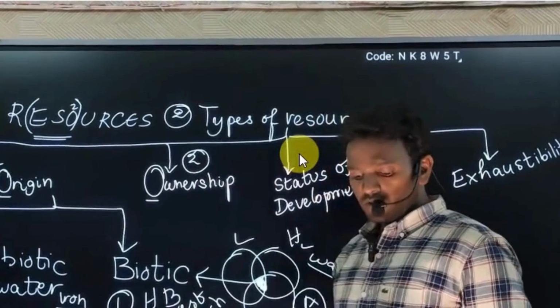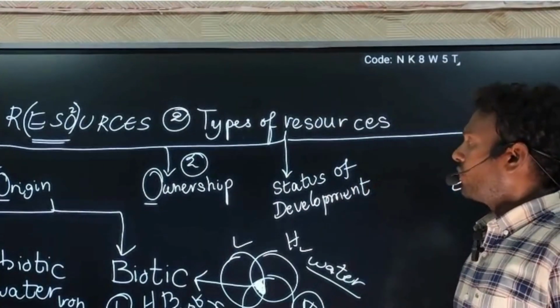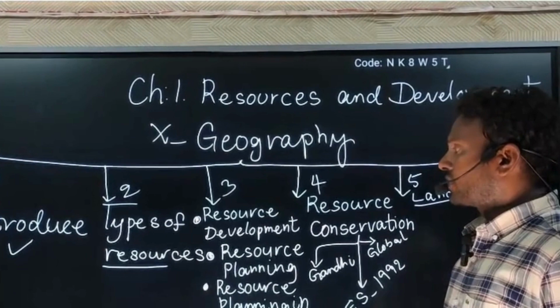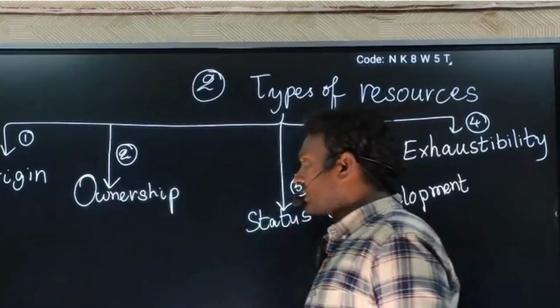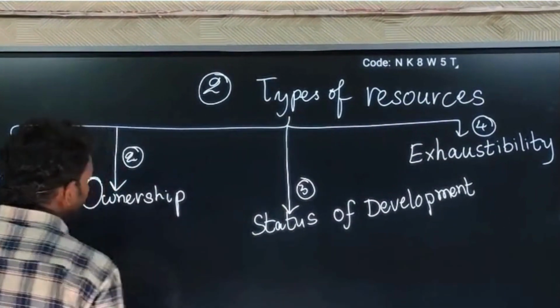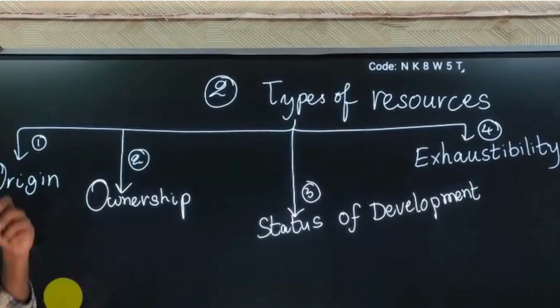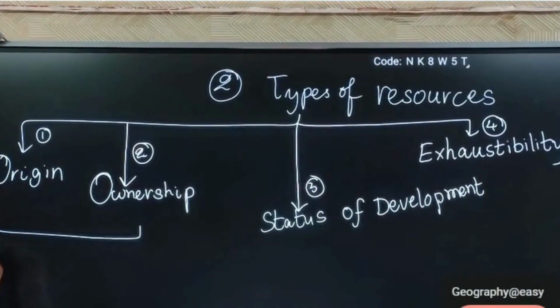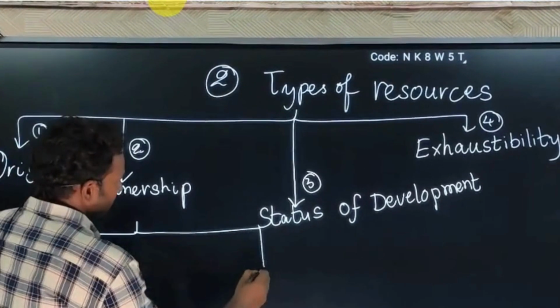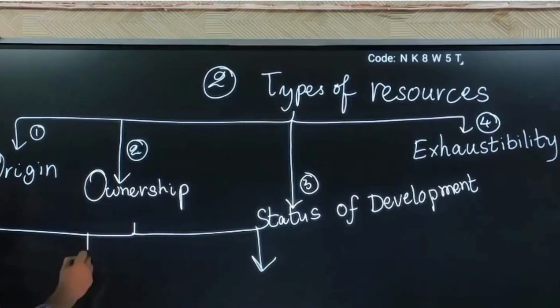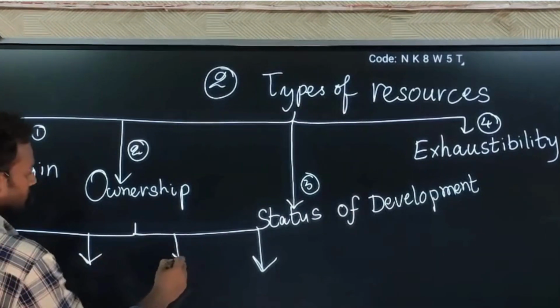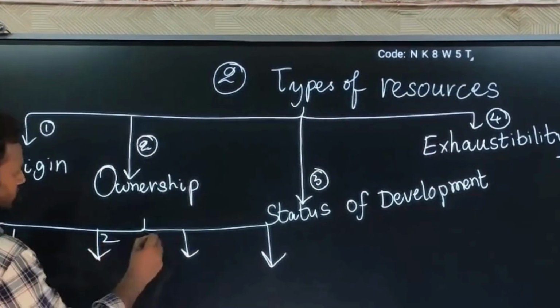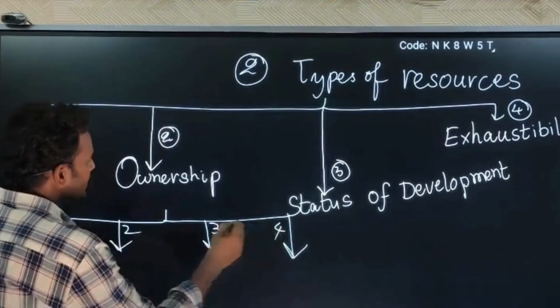Based on ownership, resources are divided into 4 types. What are those, we will discuss here. See here, based on ownership: 1, 2, 3, 4. See here, owner.